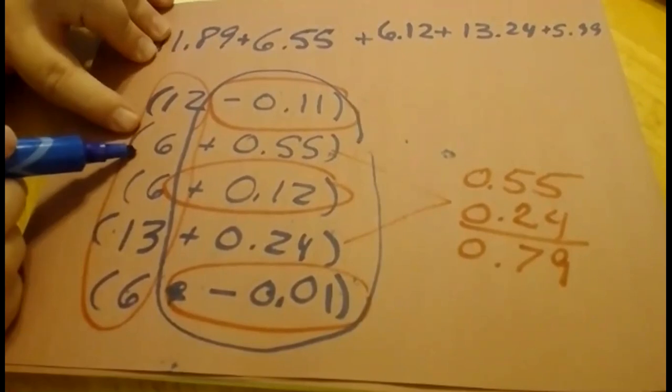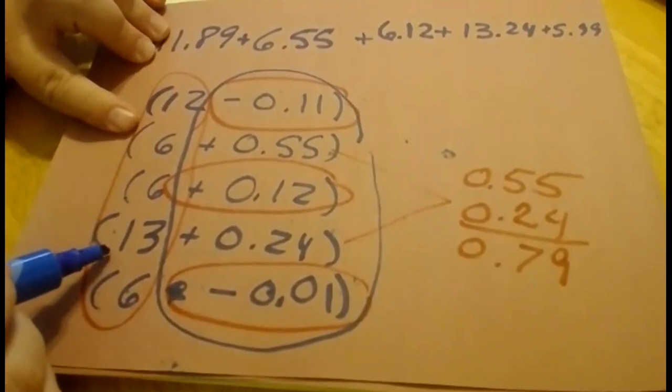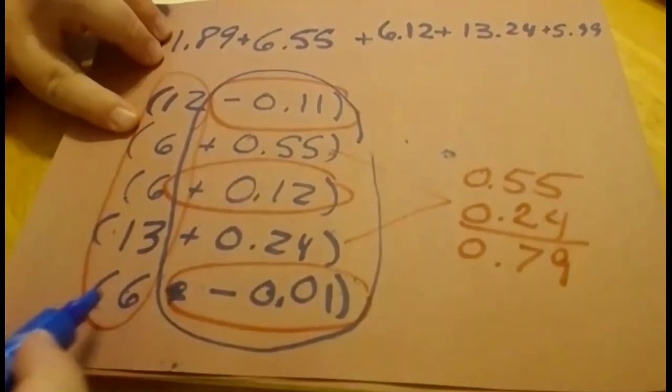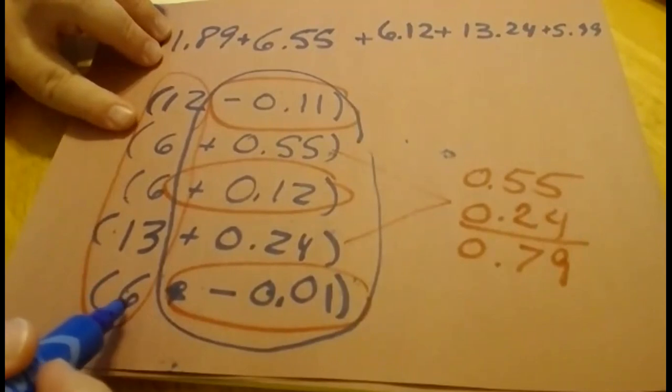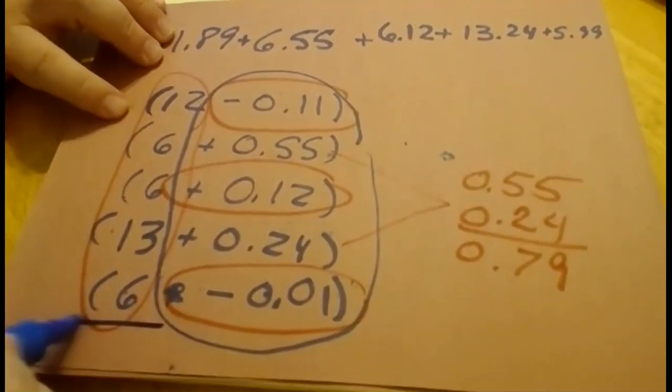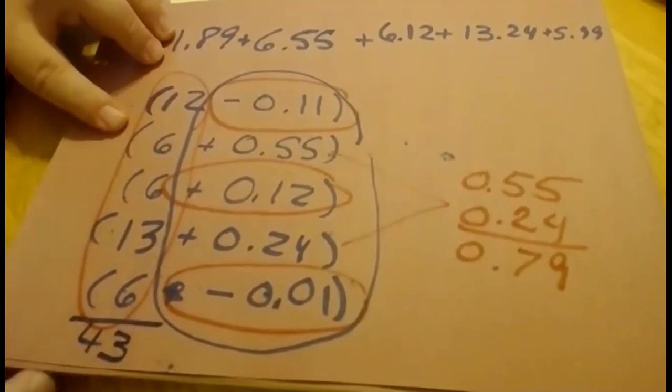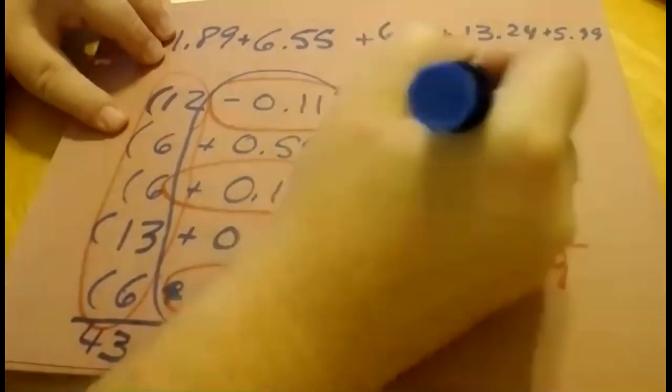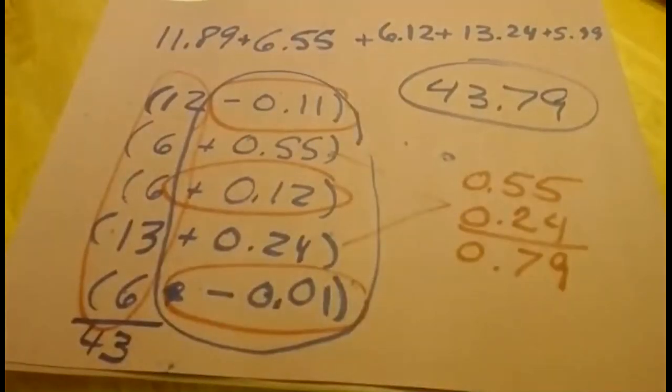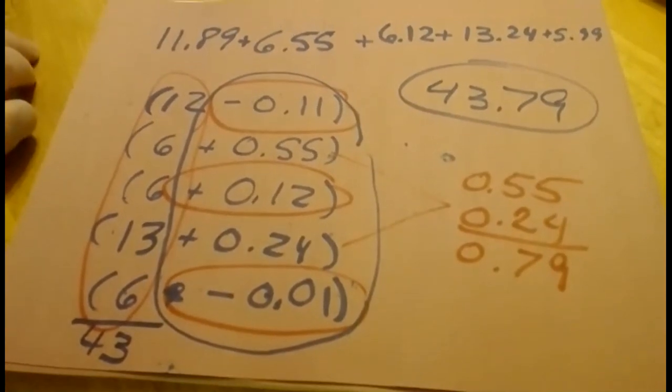What is it? 12 and 6 is 18, 24, 37, and 43. So it's 43. If that's 43 and this is 79, you got 43.79. So, okay, I hope that helps. And now you have some really great concrete examples of how to do mental math.